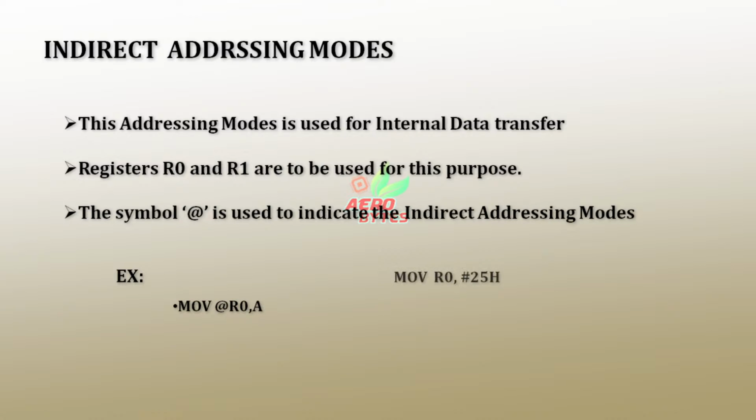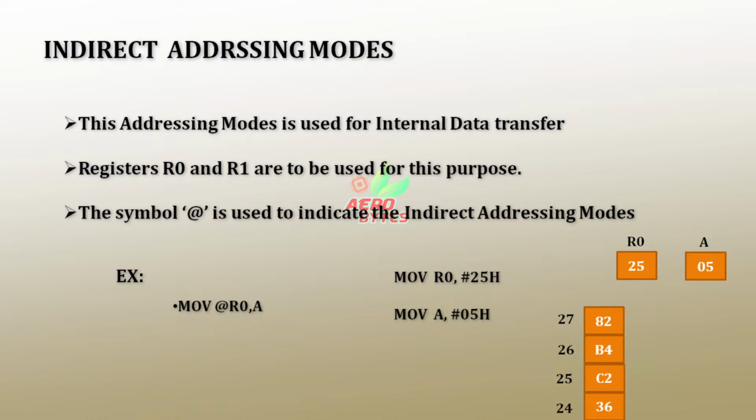See, MOV R0, #25H. Suppose I am moving the immediate value 25H to R0. After execution of this instruction, the value 25H is moved to the R0 register. Then the next instruction, MOV A, #05H. This is just an example program. After execution of this instruction, A contains 05H.